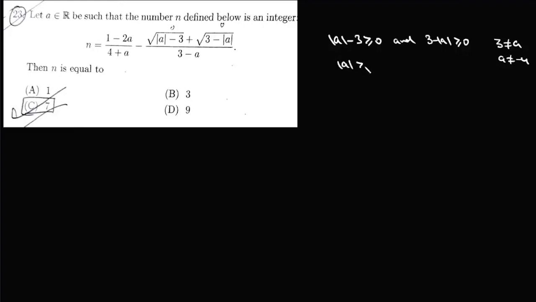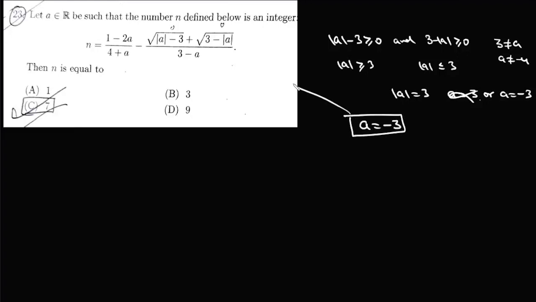Now from here we can write mod a is greater than or equal to 3 and mod a is less than or equal to 3. Now it is only possible when mod of a is 3, that is, the value of a is either 3 or minus 3. Now a cannot be 3, so the only condition we have here is that the value of a should be minus 3. And we put the value of a, we can write n as 1 plus 6 upon 1 minus 0. So the value of n will be 7. And that's your option C.